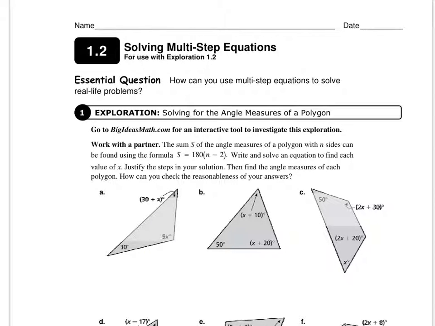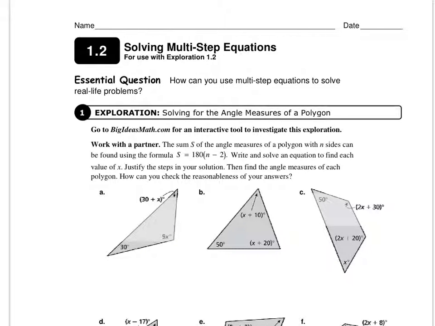Lesson 1.2. In this lesson, we're going to talk about solving multi-step equations. In the last lesson, we did equations with one step. We know we have to do the inverse operation to both sides to undo things. Now what happens if we have more complicated equations? Well, we're going to start off with some geometry, and we're going to find some equations using geometry.